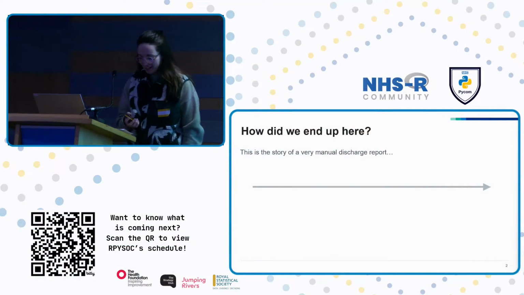So I work in the southeast region of NHS England. I work in the data and analytics team, and I cover ops, flow, and health inequalities. So under flow are things like acute and community discharge, and under acute discharge, we find a very manual discharge report that we were running as a team.